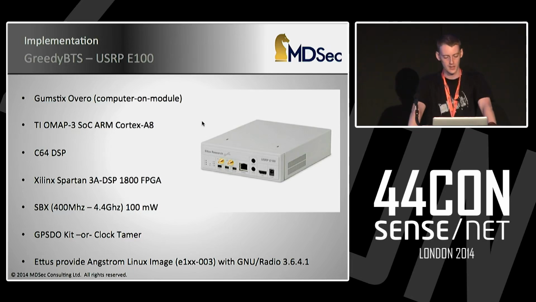And you could then use the GPSDO kit or the clock tamer to provide an accurate clock in line with the GSM standards, so that mobile stations will attempt to camp on it and be able to correct their oscillator to match the radio environment. And Ettus Research provide an Angstrom Linux image built with GNU Radio 3.6.4.1. So I got this because I thought it'd be really cool to have a BTS that was fully embedded that I could use to start launching attacks. So I could put it in a backpack or stick it in an office environment and just target people and then go away and log into it. So I didn't need a big computer or anything else alongside it.